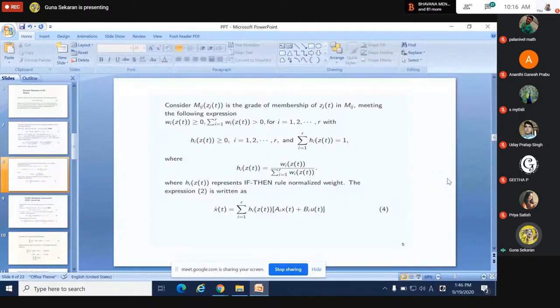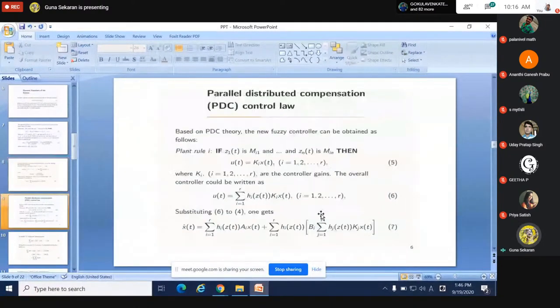The system can generally be modified as x dot equal to the summation i ranges 1 to R of hi z of t times Ai x of t plus Bi u of t. This system is the open loop system. When we use the closed loop system, we introduce the control input here. With the control input included, the system will be a closed loop system.